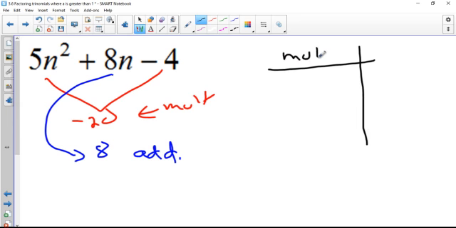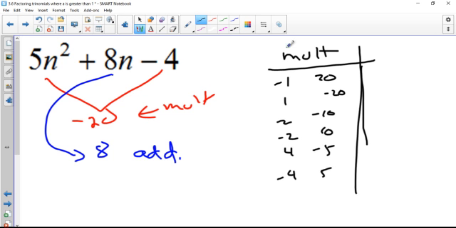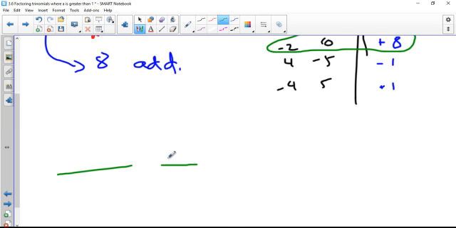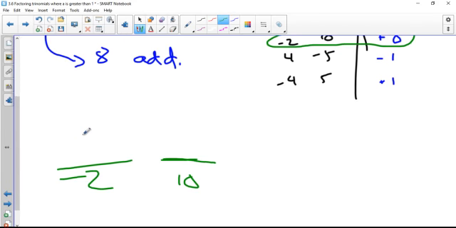So at this point, you probably are getting a little bit better at thinking about all these factors, but if not, just write them out. So minus 1, 20, 1, minus 20, 2, minus 10, minus 2, 10, 4, minus 5, minus 4, 5. Adding them up, I get 19, minus 19, minus 8, plus 8, minus 1, plus 1, and we were after a positive 8. So line method, minus 2 and 10.